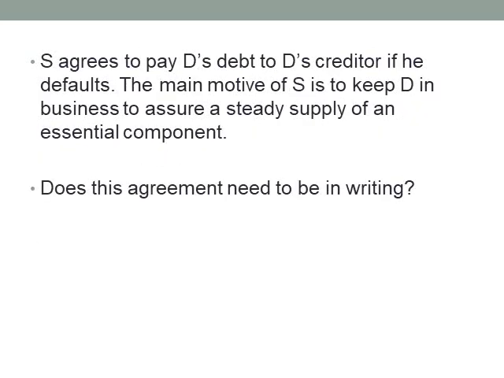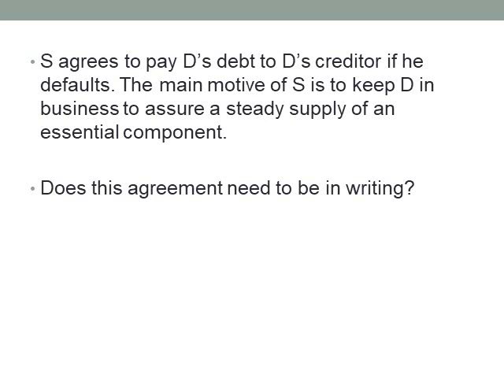So S agrees to pay debtor's debt to debtor's creditor in the event of a default. The main motive of S is to keep D in business to assure a steady supply of an essential component. Does this agreement need to be in writing? As I said, all of these agreements, the agreement to answer the debt of another, fall within the statute of frauds, so it has to be in writing.